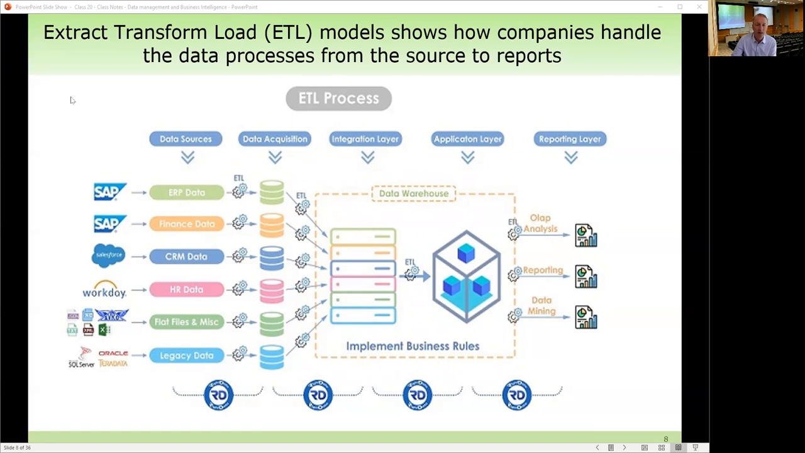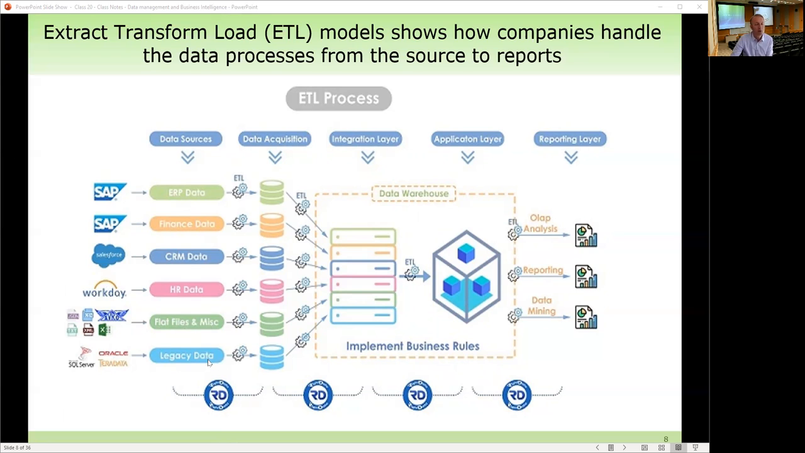And here you can see a real life picture or diagram of an example of a company that has different types of data sources. You can see here that the data source for this company is in the form of ERP data from a software called SAP. They also have financial data in the SAP area. Then they have CRM data from Salesforce, which is a cloud-based platform. They have HR data from a software called Workday. And then they have flat files and miscellaneous from a lot of different types of software. And you can probably recognize Excel and PowerPoint and other software formats.